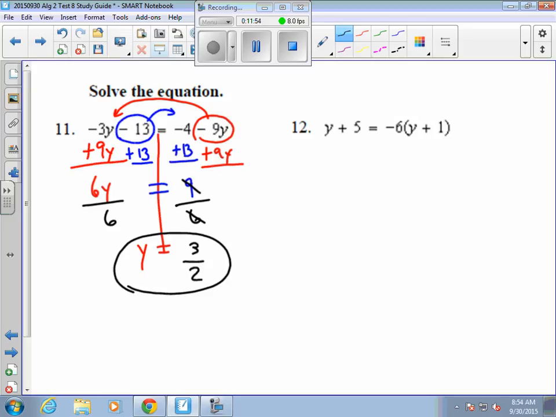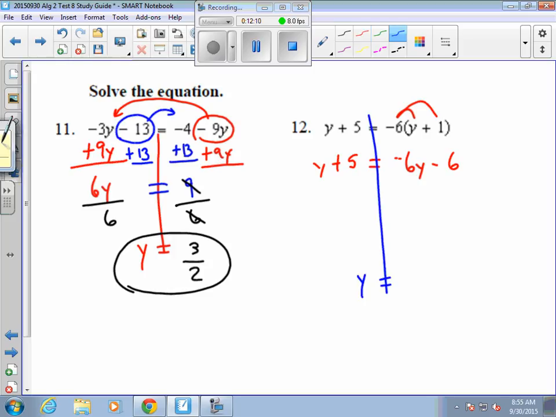You need to distribute negative 6 first. Times y is negative 6y. Times 1 is negative 6. That's equal to y plus 5. Again, bring your smaller variable over to your larger variable side. We want to get y by itself. So add 6y. If you add it there, add it here.